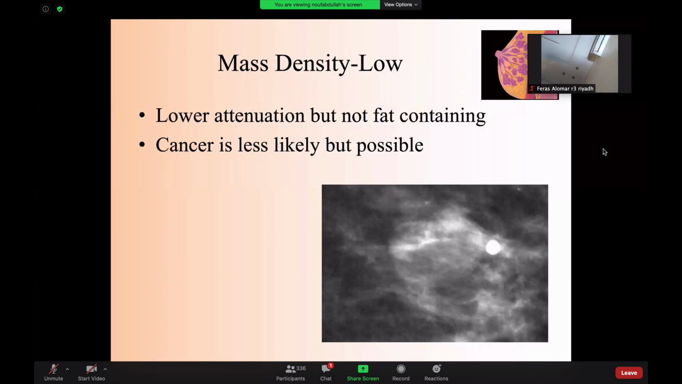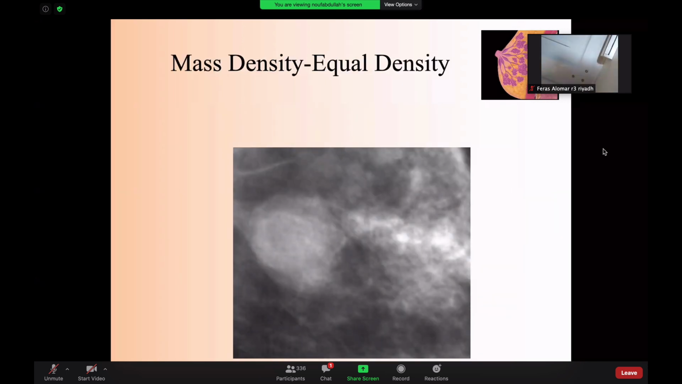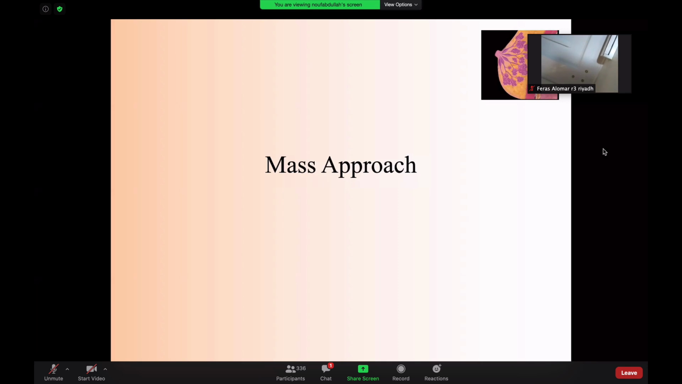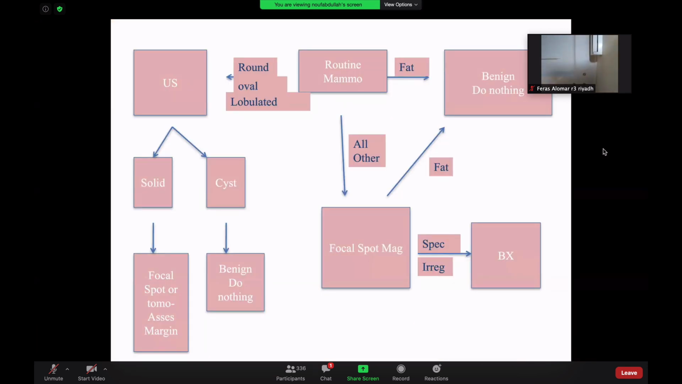As I said, mass density, if it's low, it's not helpful. Could be cancer, could be benign. If it's equal density, not helpful. If it's high density, it's not very helpful. So to summarize, if I'm dealing with a mass and I'm looking at the mass, what should I do? Usually the first thing we do is a routine mammogram.